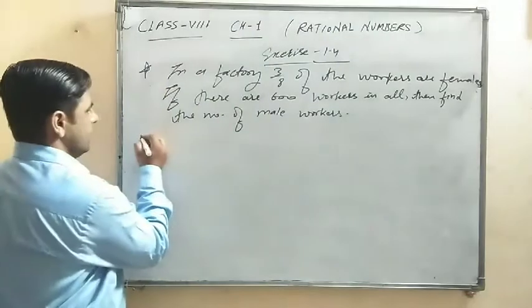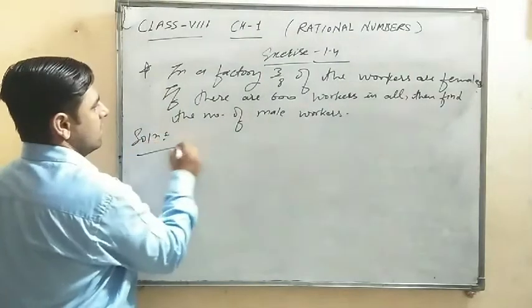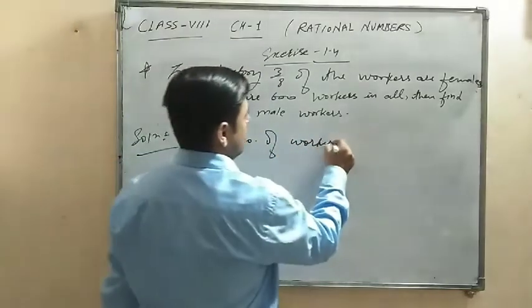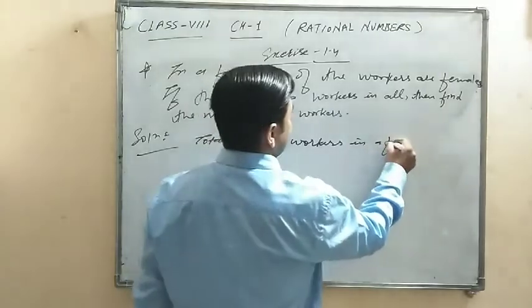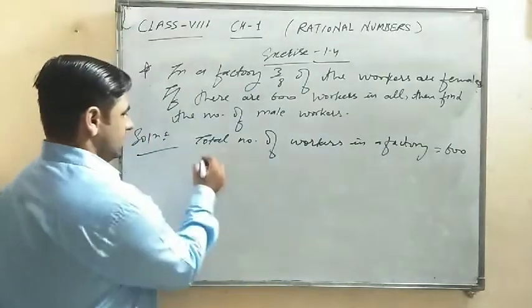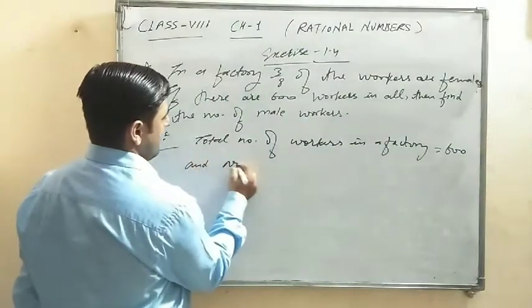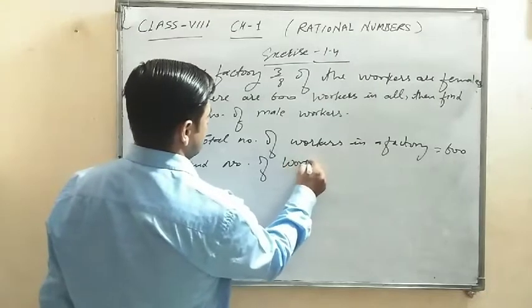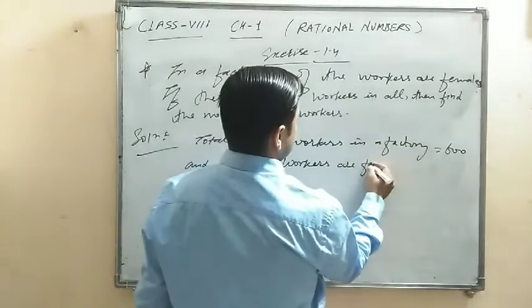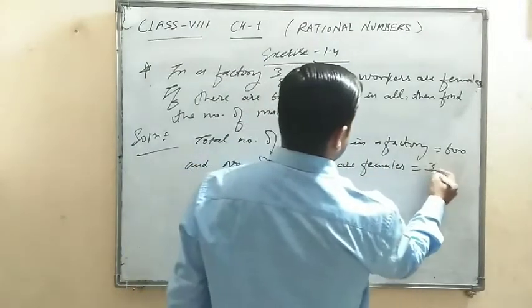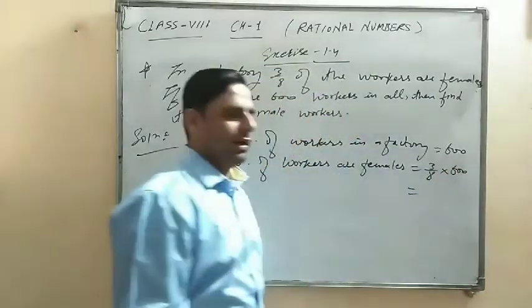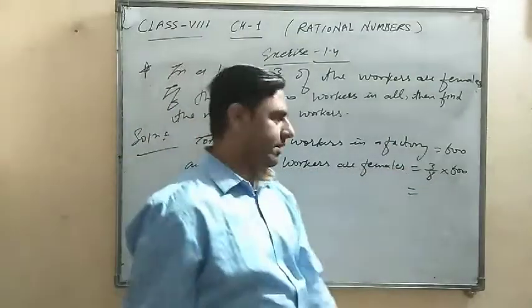So according to the situation, the total number of workers in a factory is 600, and the number of workers who are female is 3 upon 8 part of the total. So the total number of workers is 600.